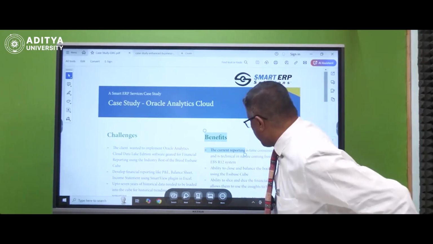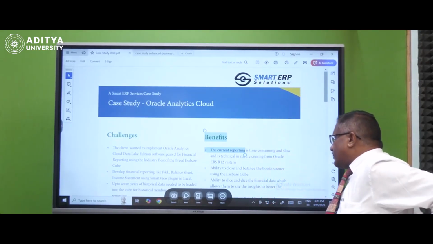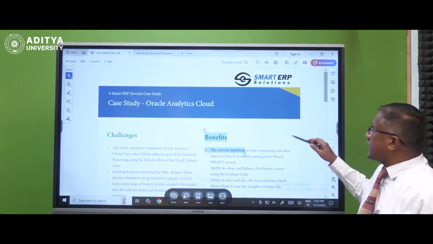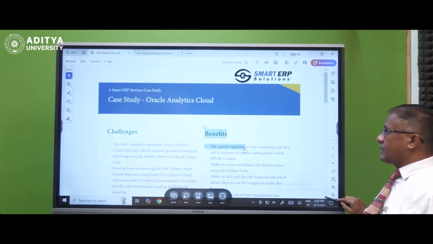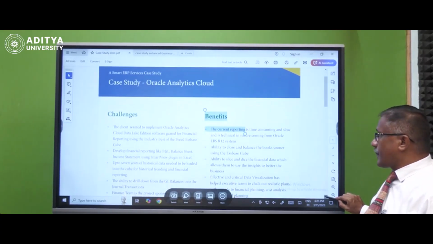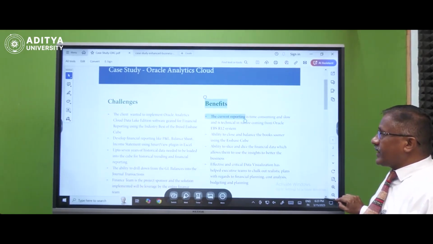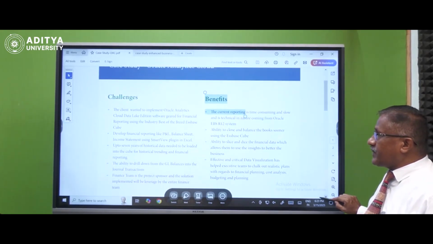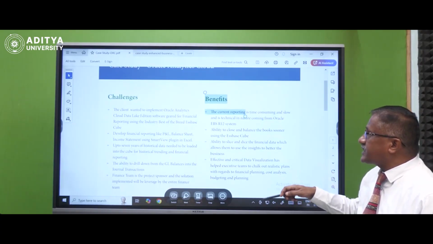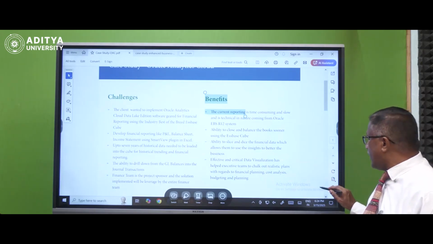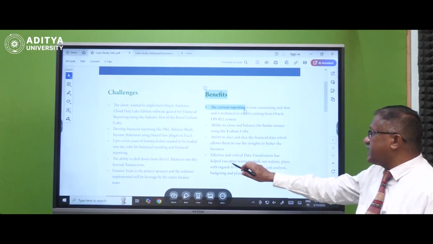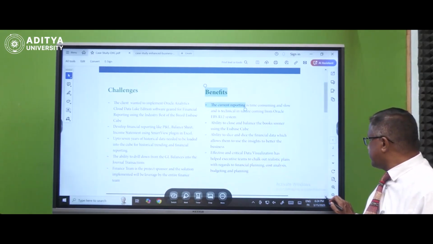The benefit: current reporting is time consuming and slow. These problems can be solved with the help of Oracle Analytics Cloud. What are the challenges? Developing financial reporting, profit and loss, balance sheet, everything like that. We have a lot of challenges in that, but using Oracle Cloud, we can achieve the entire task, and data visualization has helped at the executive level.